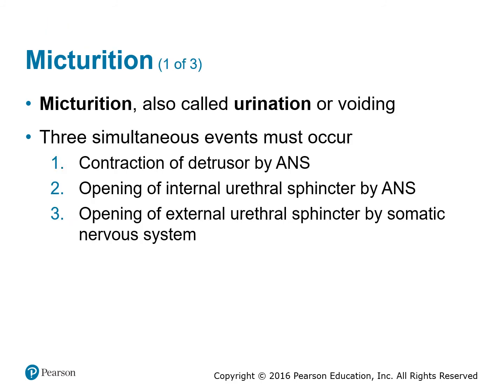Micturition is the fancy word for urination, or voiding. So 3 simultaneous events must occur. Number 1, contraction of the detrusor muscle by the autonomic nervous system. Number 2, opening of the internal urethral sphincter by the autonomic nervous system. Number 3, opening of the external urethral sphincter by the somatic nervous system.